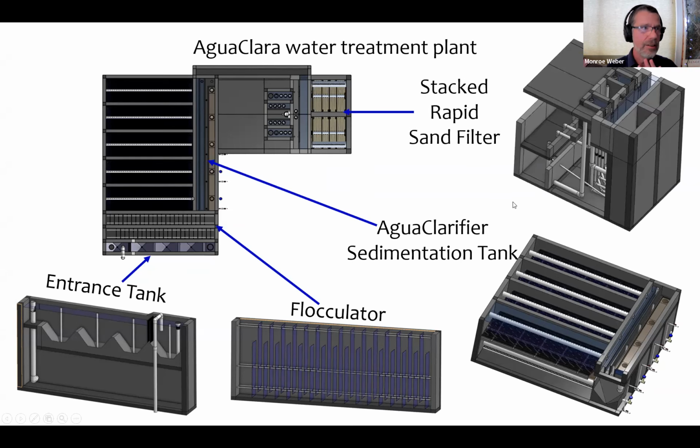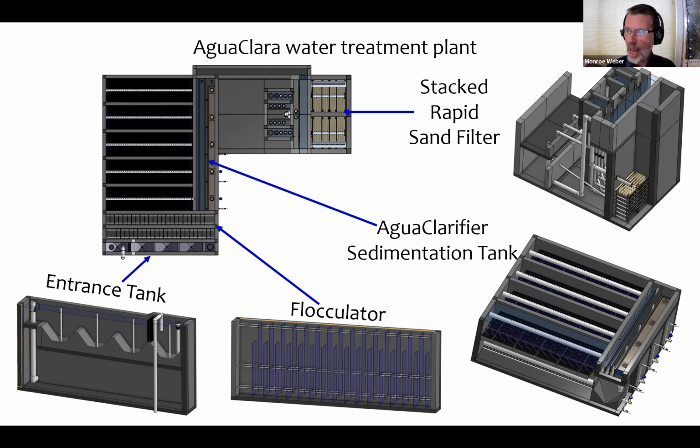And then the last big process is the stacked rapid sand filter. And that is a complicated mess with lots of pipes and hydraulic controls that make it all happen. So you can see inside the filter box, there are tons of pipes inside the filter box.